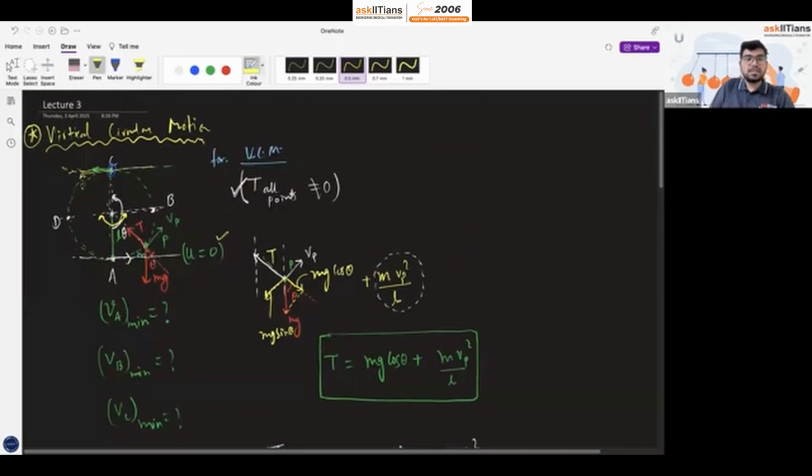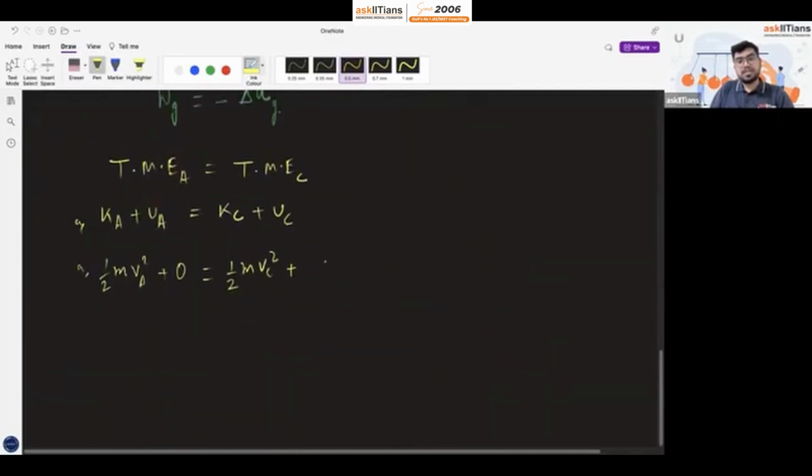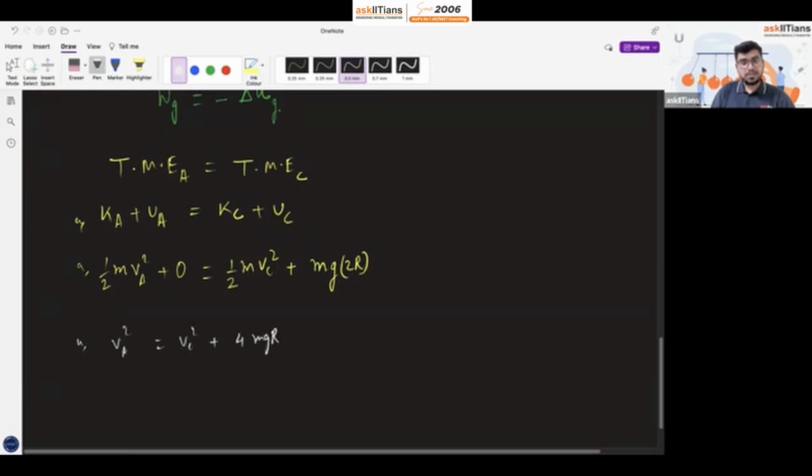The height over here is 2r, isn't it? It's the diameter, so it's going to be 2r. So what would be the potential energy? mg into 2r. Now, can anything be cancelled out? Yes, we can take out the mass and we can also multiply both sides by 2. So finally we get VA square equals VC square plus 4gr. Yep, this would be the thing.